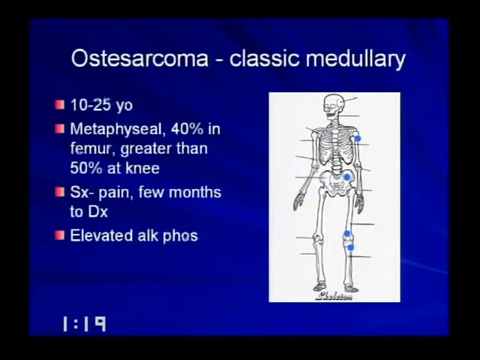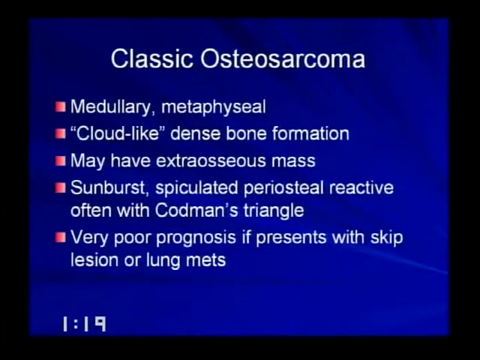Okay, classic osteogenic sarcoma, 10 to 25, metaphyseal, most common at the knee. And that's where the most growth occurs in long bones. It makes sense. You have more mitosis, you're going to get more chances of malignancy developing. They usually almost always have pain, and they can have an elevated alk phos. Cloud-like dense bone formation, medullary metaphyseal, can have an extraosseous mass. Classic is sunburst.